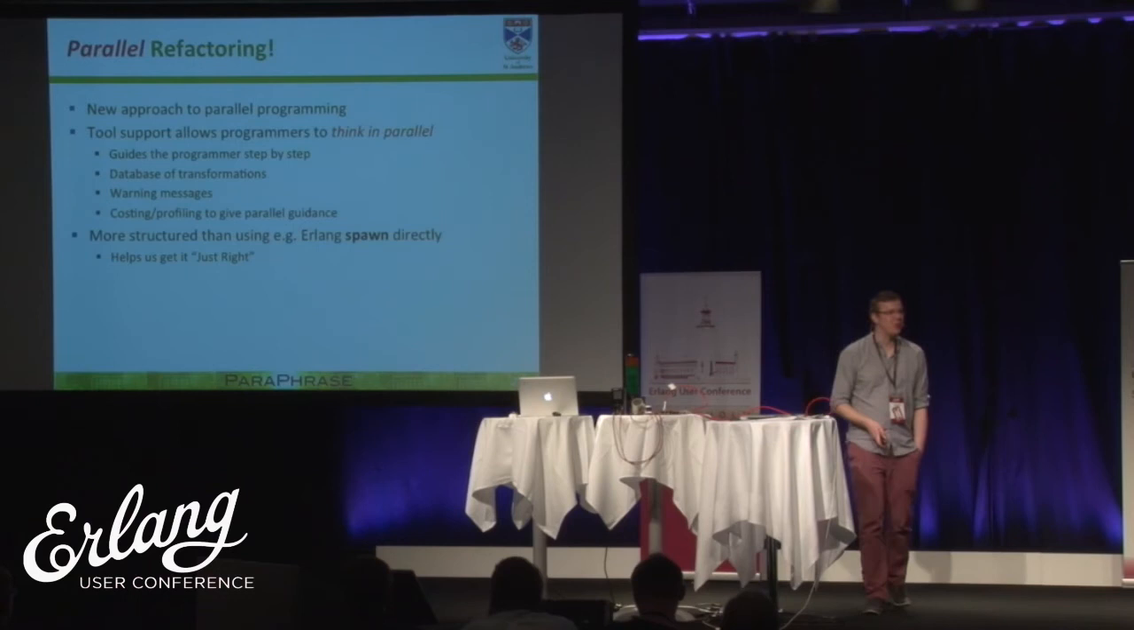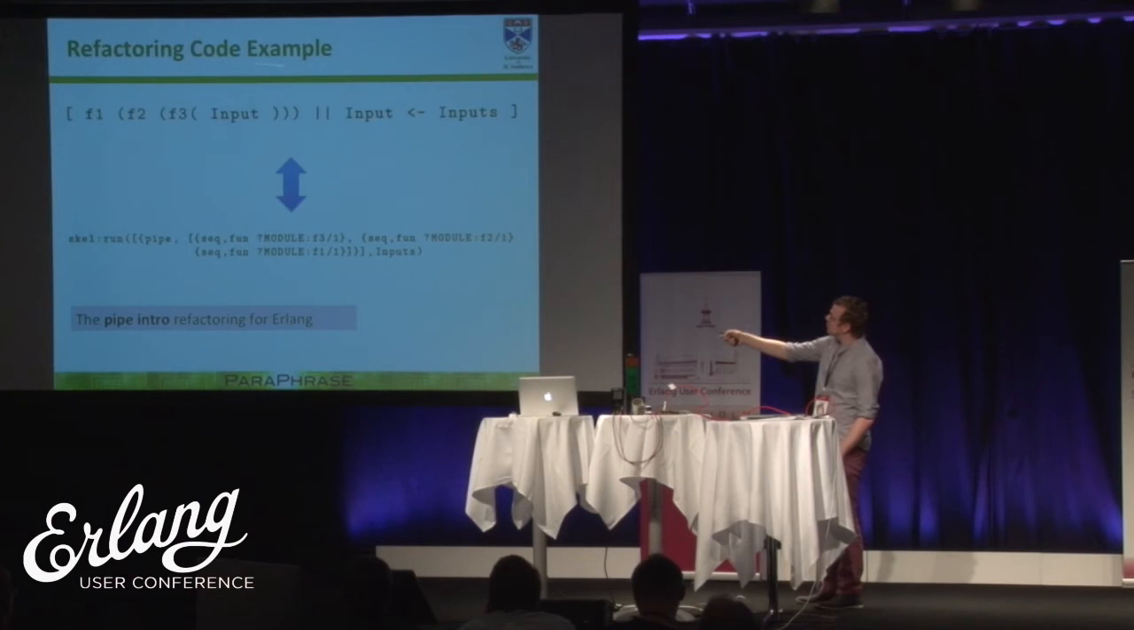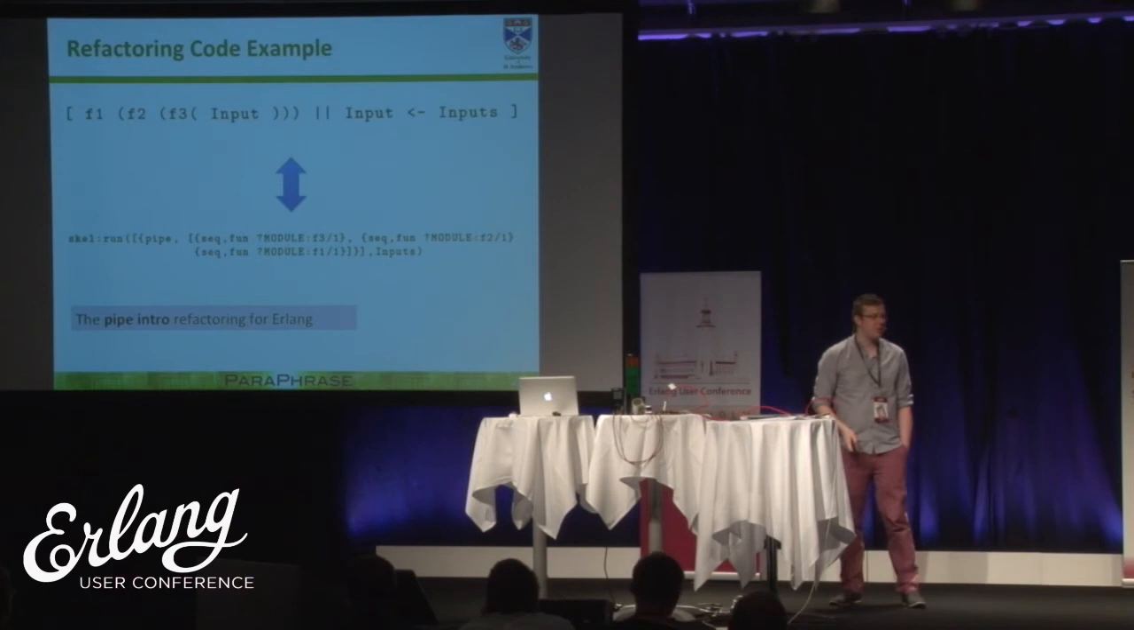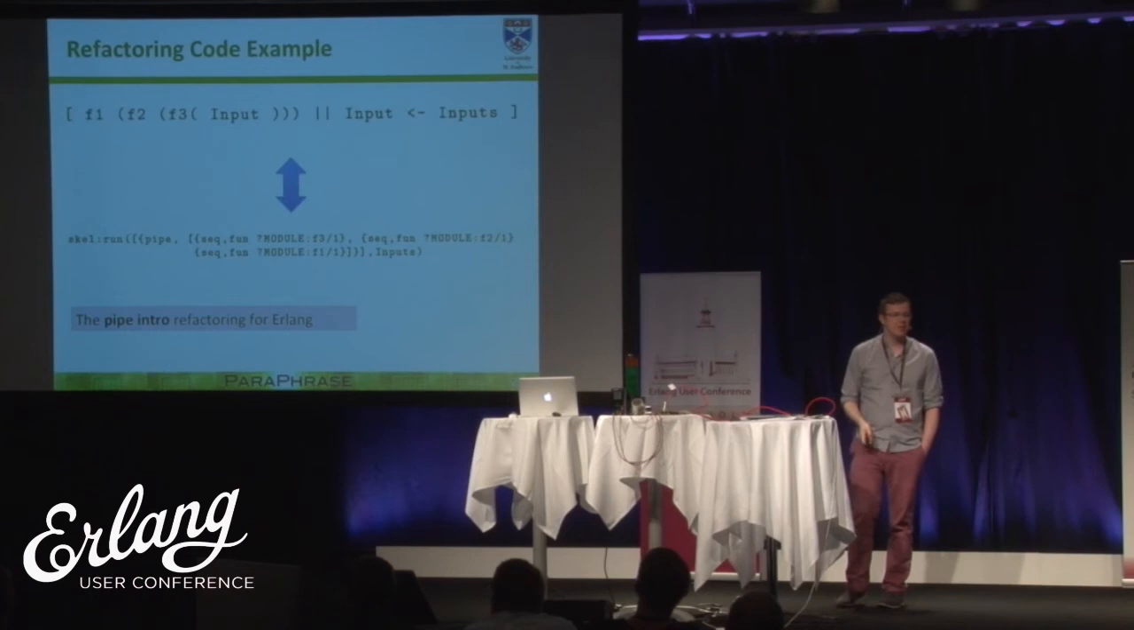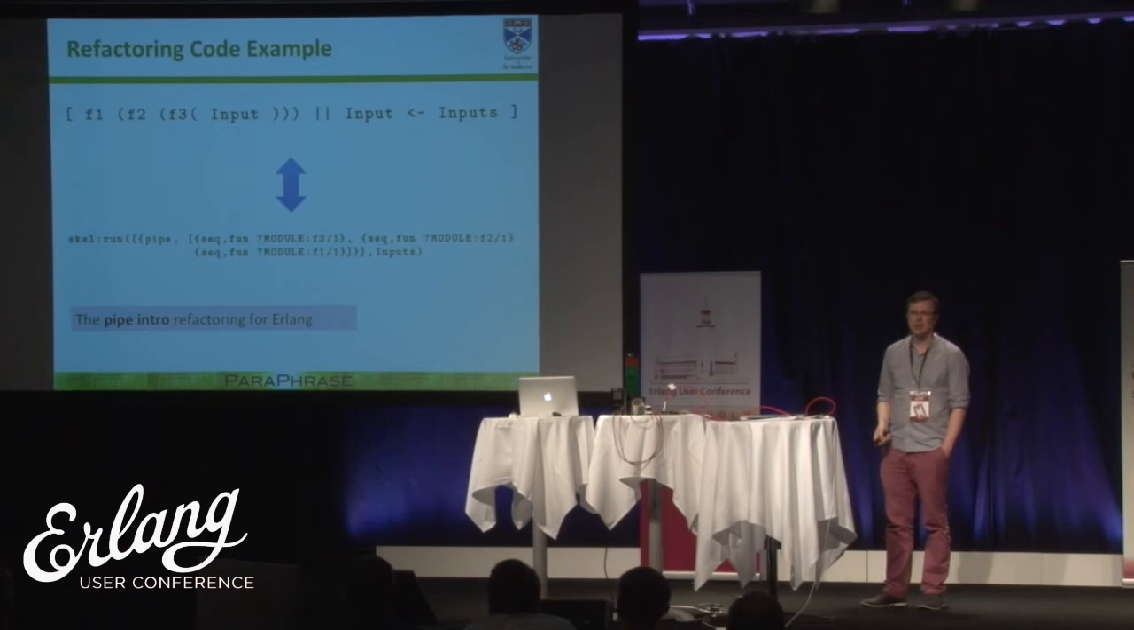This is just an example. Here we have a very simple list comprehension. We have list inputs. For each element in the input, we pass it into a function composition where we apply F3, then the result's F2, and then F1. We can take this code and refactor it into a parallel pattern, where it simply introduces a pipe, and each of these function calls becomes a stage in our pipeline. So this is one click, and the code above transforms into the code on the bottom, and it's parallel with one click.